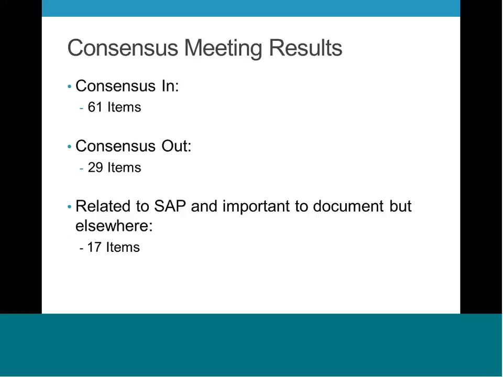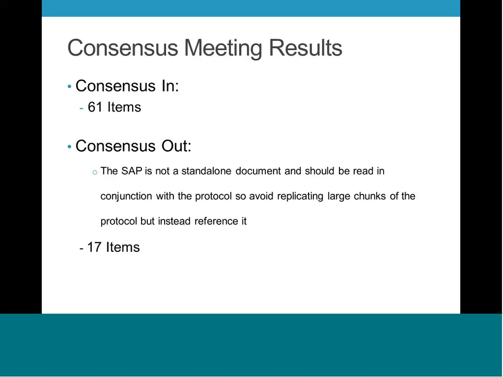At the end of the consensus meeting, we had consensus in on 61 items, consensus out on 29 items, and 17 items that the panel felt were related to a SAP and important to document, but could be documented elsewhere. So that included items such as summary of data cleaning or details on location of the data to be analysed, etc. At the consensus meeting, it was also felt that a CONSORT or SPIRIT type guidance with explanations and examples would be the best approach forward.